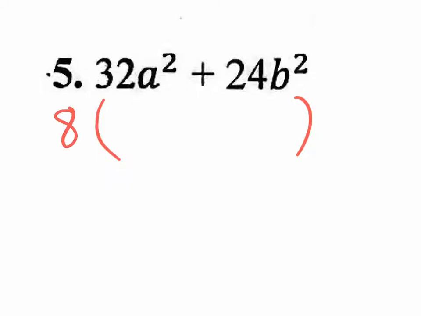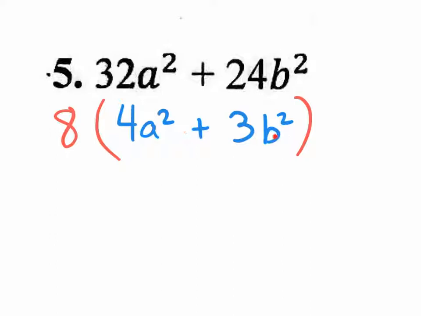So if you did pull out an 8 from the 32A squared, what do you have? 4, and of course, A squared. Now, if you do pull out an 8 from a 24, that would be plus 3. And don't forget about the B squared. And that's it.